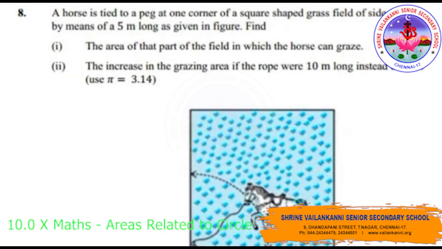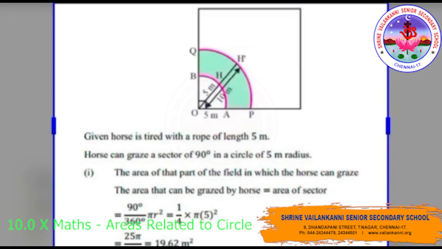Eighth problem. A horse is tied to a peg at one corner of a square shaped grass field of side 15 meter, by means of a 5 meter long rope. Find the area of the part of the field in which the horse can graze. Second subdivision, find the increase in the grazing area if the rope was 10 meter long instead of 5 meter. A horse is tied to one corner of a square, which subtends an angle 90 degree, tied by a 5 meter long rope.